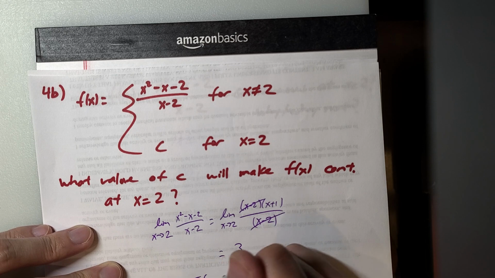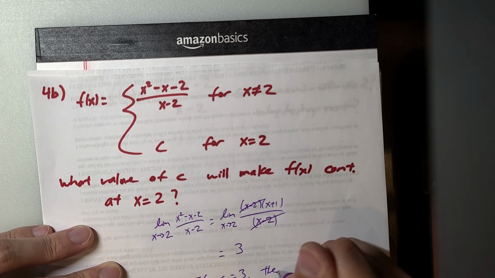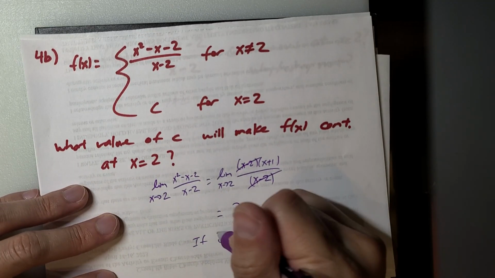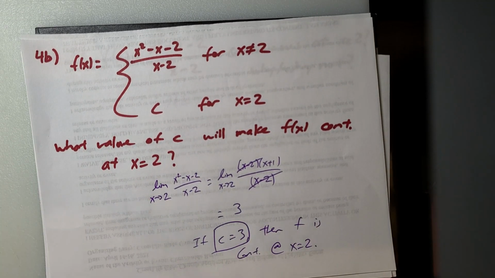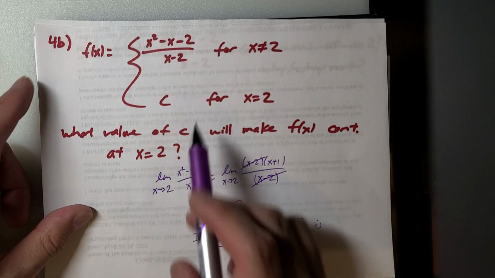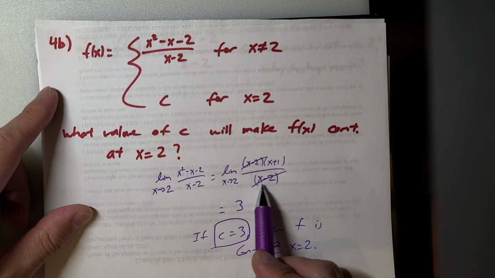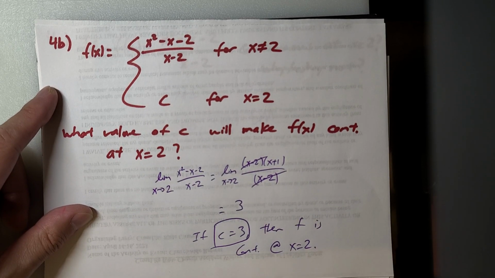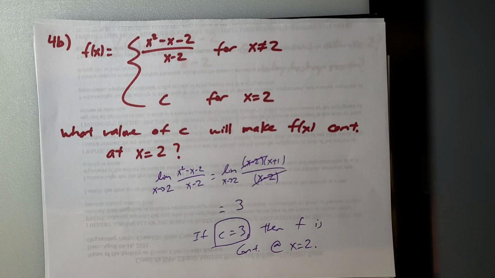So if c is 3, then f is continuous at x equals 2. c is 3. We found the limit because we saw that it was a hole at x equals 2. If we simply fill in that hole with the limit, then it makes it continuous. As simple as that.